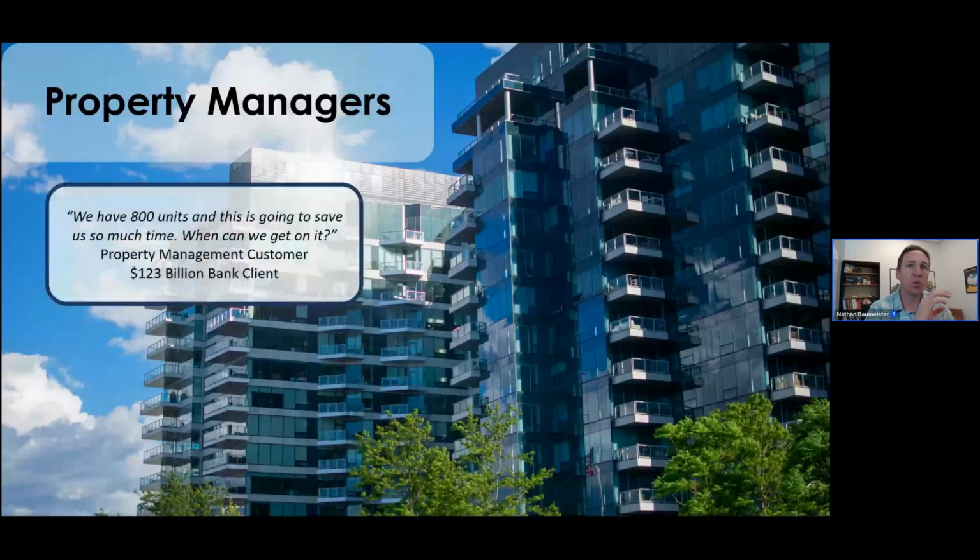And so, when we apply Z escrow to this, it really helps to be able to manage all of these, especially in those states that have very strict rules and very complex rules. And as you can see, we have 800 units, and this is going to save us so much time. When can we get on it? We got them on it, by the way. So they're pretty excited about that.